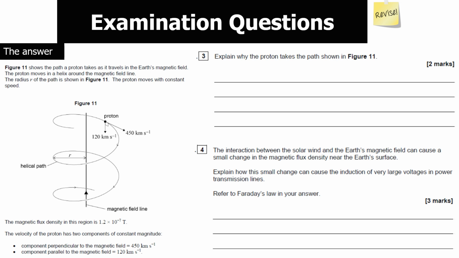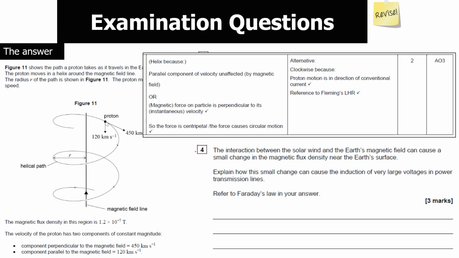Right, so how do you answer this first question? Like we mentioned before, it's very important to note that the parallel component of the velocity is unaffected by the magnetic field because the force works perpendicular to the velocity. So the magnetic force is the centripetal force, and the centripetal force will always act perpendicular to the motion of the object. Therefore the centripetal force will cause the circular motion.